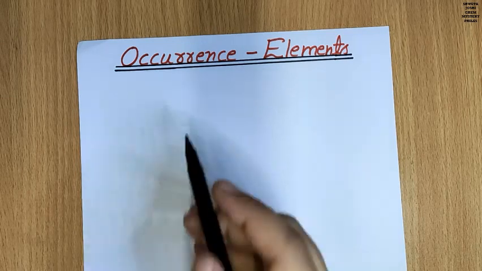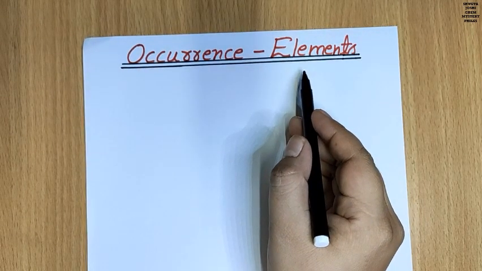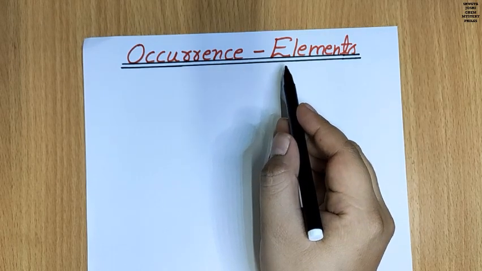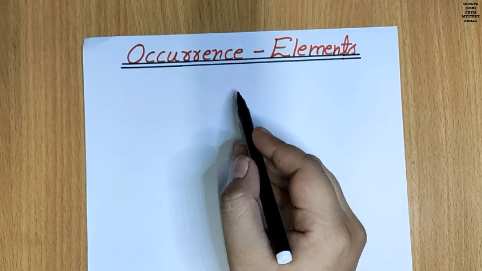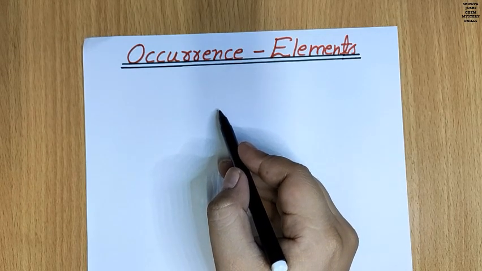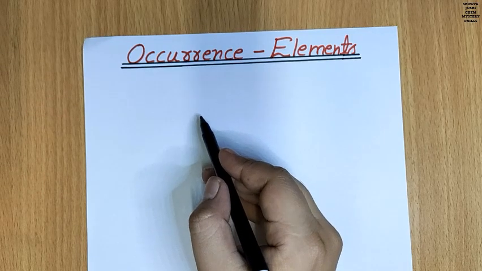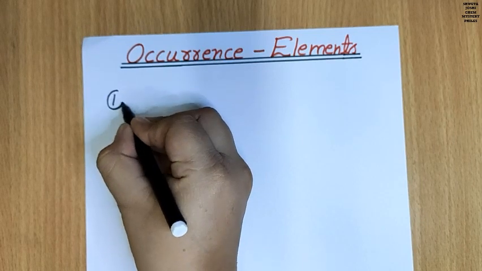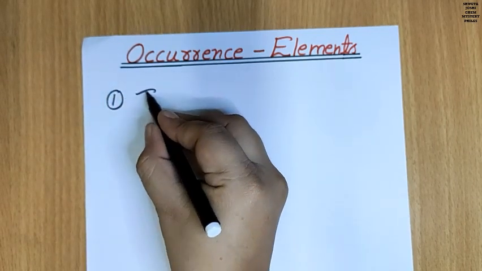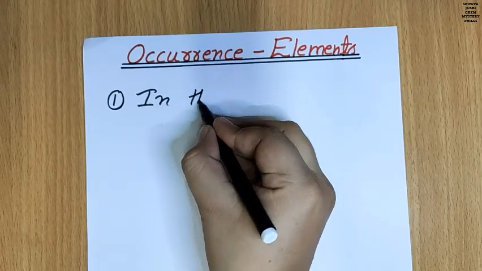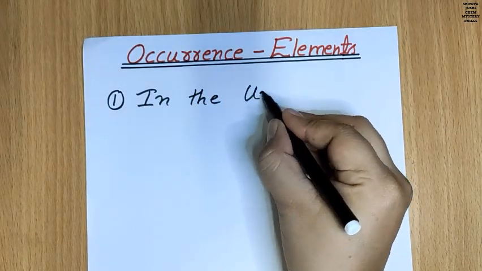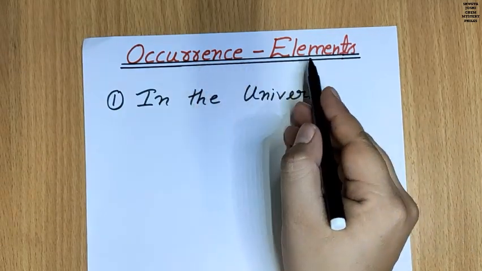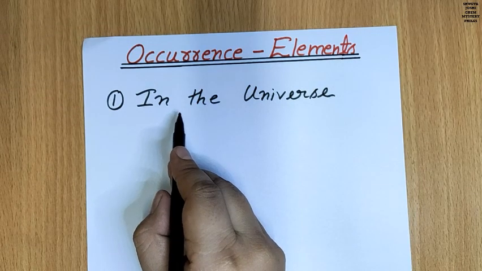Now covering occurrence of elements. We are going to study occurrence of elements in the universe, in the Earth's crust, in the atmosphere, and in the human body. So first of all, covering occurrence of elements in the universe.